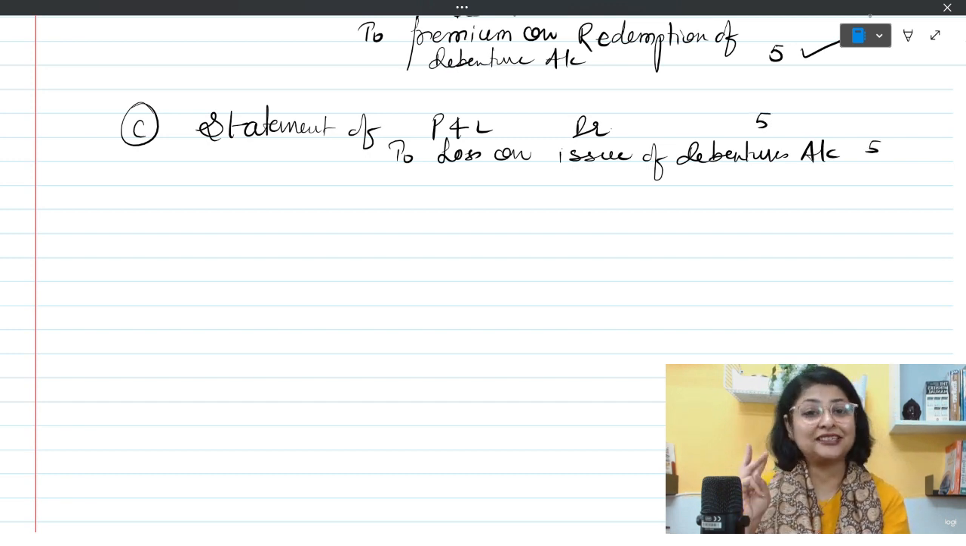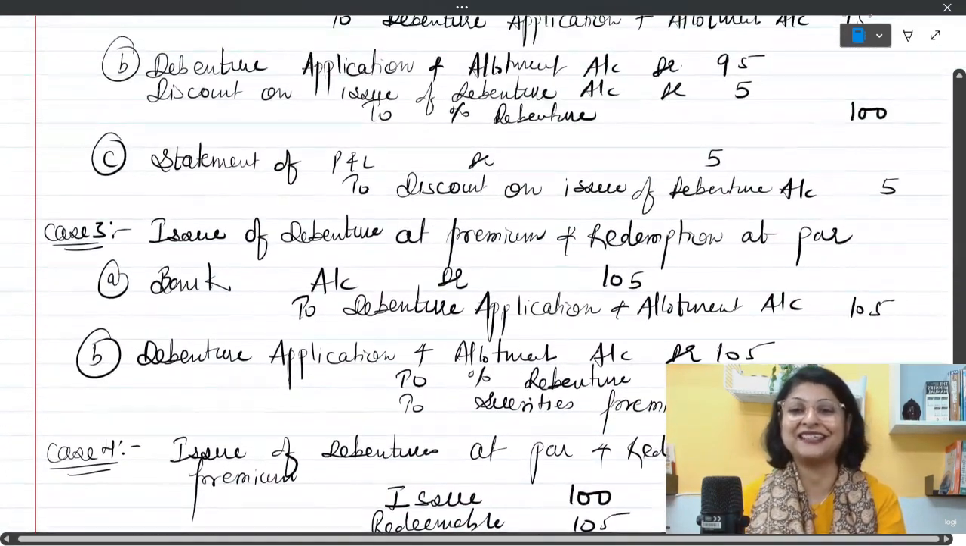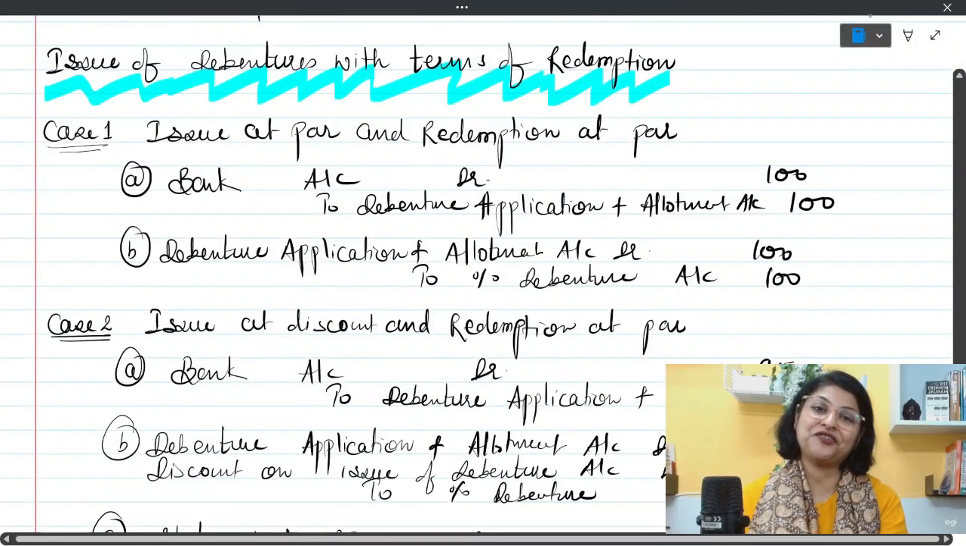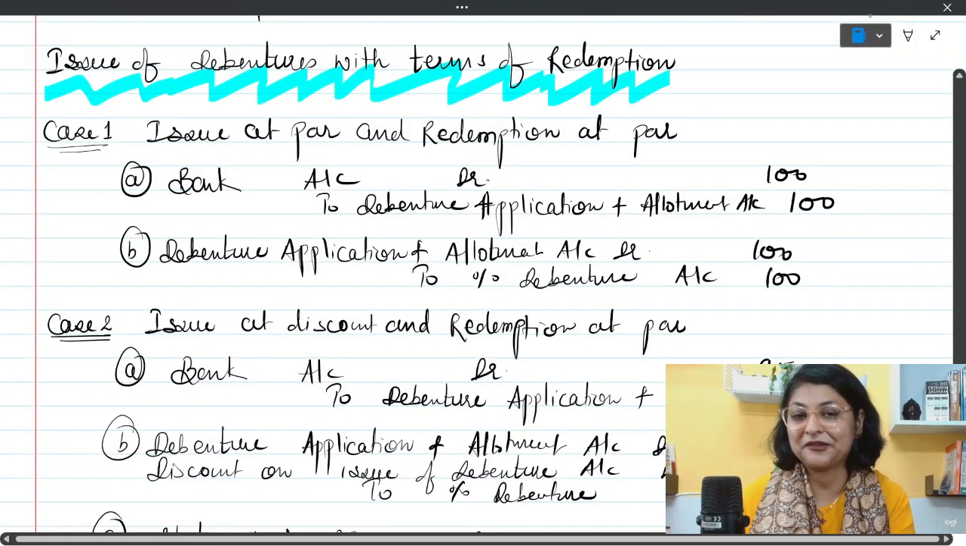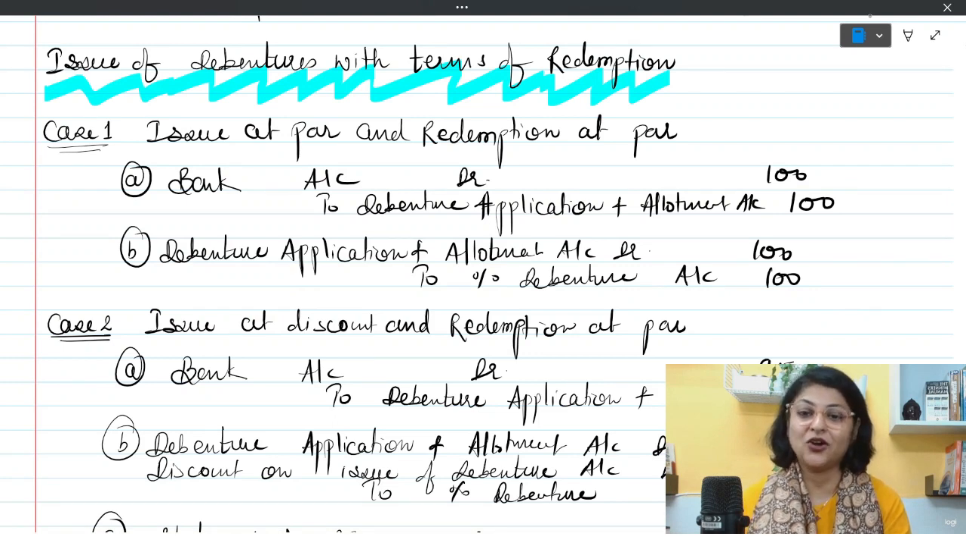So we have done 4 cases till now, students. Case number 1 was issue of debenture at par and redemption at par. This is the same entry as we have been doing all along. Bank account debit to debenture application and allotment. The second entry is debenture application and allotment account debit to percentage debenture.